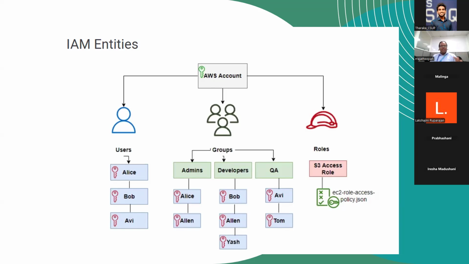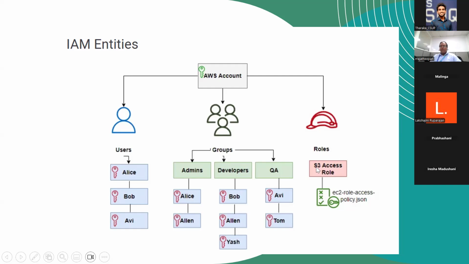Hope all of you can see here. There are entities, right? As I mentioned to you, components: users, groups, and roles. For example, users are Alice, Bob, Avi, and here you can also see the groups available, for example, admin, developers, QA. So you can assign some of the users to the admins, developers, and QA in a respective manner.